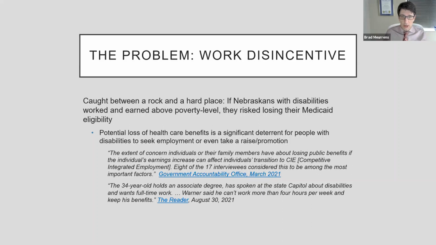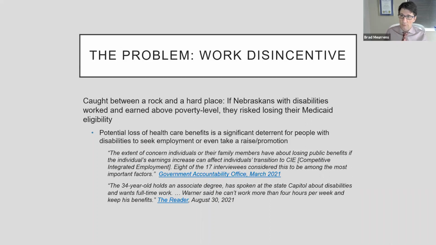So the potential loss of healthcare benefits is a significant deterrent for people with disabilities to seek employment or even simply to take a raise or a promotion. Remember, if the person makes over 100% of federal poverty, generally they become financially ineligible for Medicaid. Therein lies the rub. I think a couple of quotes I have on my slideshow demonstrate the problem here.